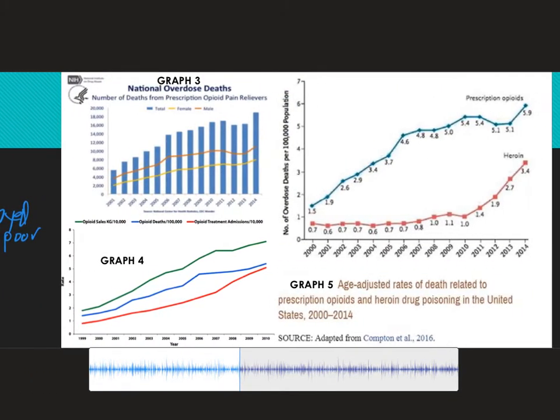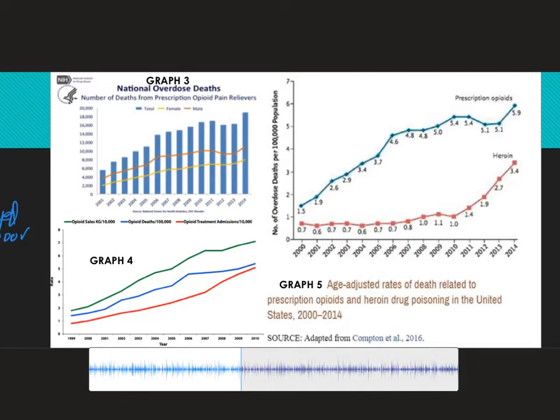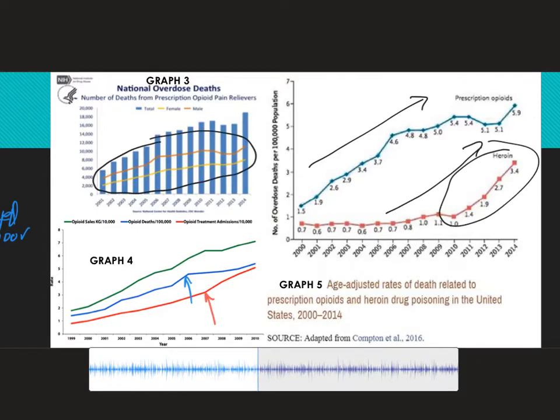Taking a look at graph 3, we can see that overdosing doesn't discriminate based on gender. It's steadily increasing for both males and females, and therefore overall. Graph 4 shows that there is a direct relation between the sales, deaths, and treatment facilities. All are increasing, and increasing treatment hasn't caused any decreased death as of yet. And lastly, Graph 5 shows age-adjusted rates of death relating to prescription opioids and heroin. As opioid rates continue to climb, heroin rates are increasing even more. This shows that opioid addicts are trying heroin due to either increased cost or accessibility.